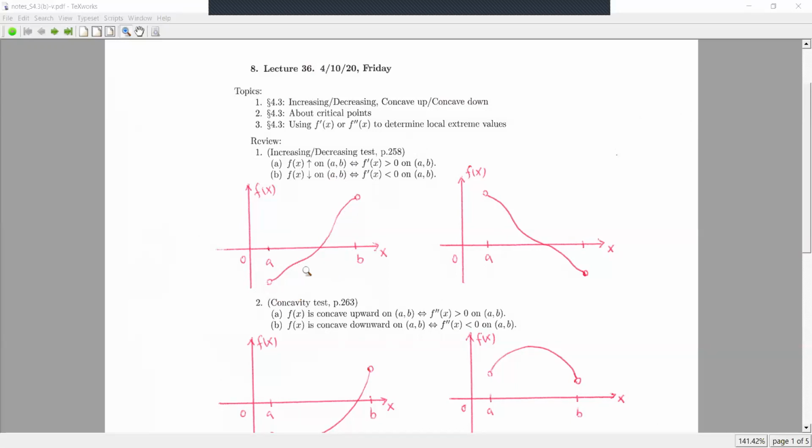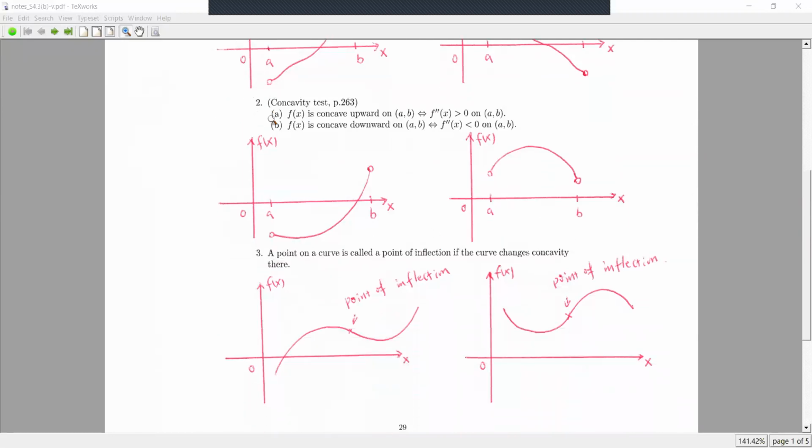If you draw a tangent line between A and B, then the tangent line has positive slope. So therefore, a curve is increasing if and only if slope is positive. Similarly, a curve is decreasing if and only if slope is negative. A decreasing curve, arbitrarily draw a tangent line, slope is negative.